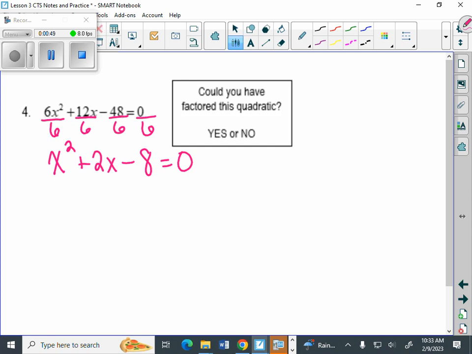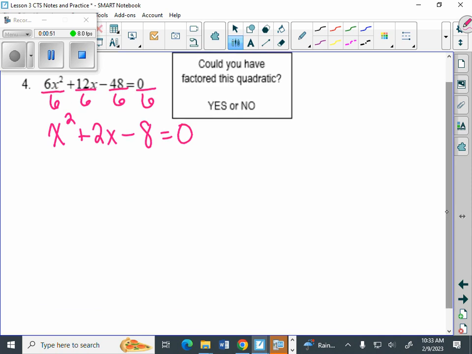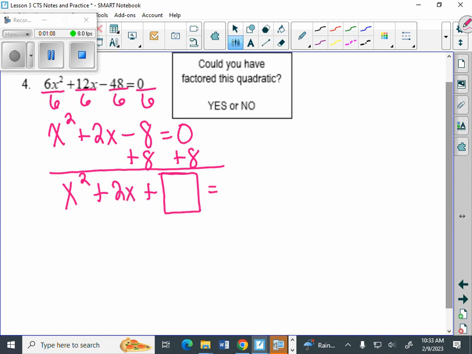What we're going to do next is put all the variables on one side, the constant on the other, and add in our box. So we're going to add 8 to both sides. And we get x squared plus 2x plus something equals 8 plus something.